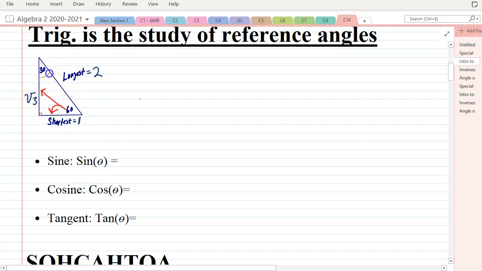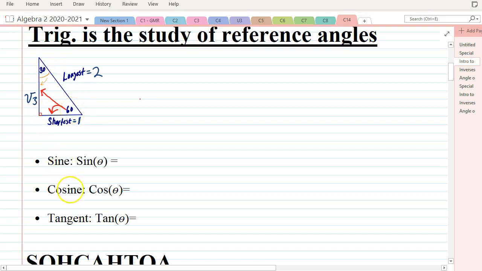If I'm up here looking from the 30, the opposite of the 30 is the shortest, the 1, and the adjacent is the square root of 3. The side opposite the 90 is our hypotenuse. Now we'll never use the 90 degree or the right angle as our reference angle. We will only use the 30 or 60, basically the smaller angles.